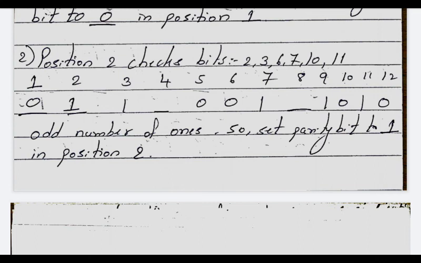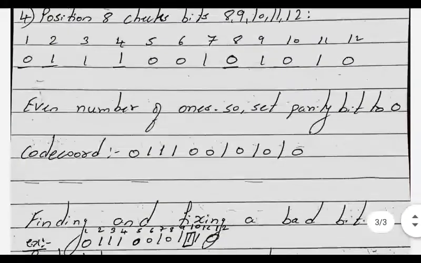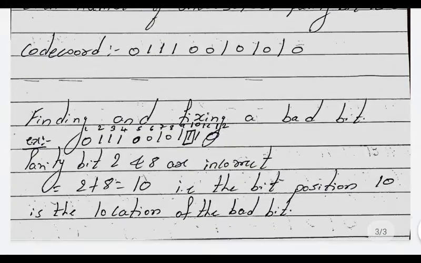Among 3, 6, 7, 10 and 11, we have an odd number of ones. So to make it even, in parity bit position 2 we have set the parity bit to 1. Now position 10 has been changed from 0 to 1. So how many ones do we have including the parity bit here? Including the parity bit, we now have 11 bits. Is it clear?